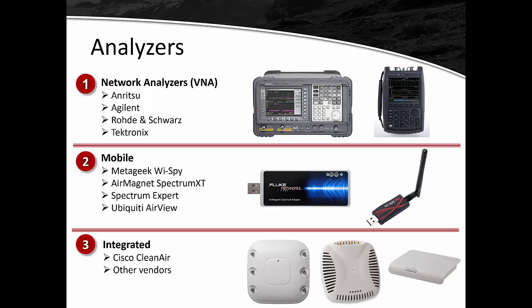So there are different types of analyzers, and here's the thing. Yes, you can use integrated analyzers in APs, but what those analyzers are telling you is what's going on at the AP. They really don't tell you anything about what's going on at the client, do they? So if I want to know what's going on where my clients are, I need a mobile spectrum analyzer.